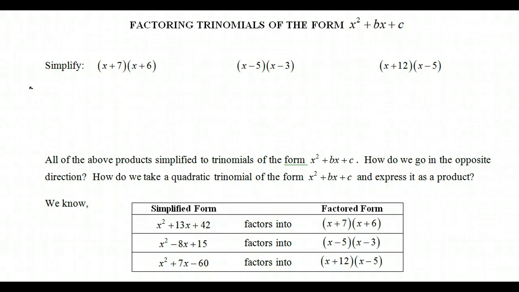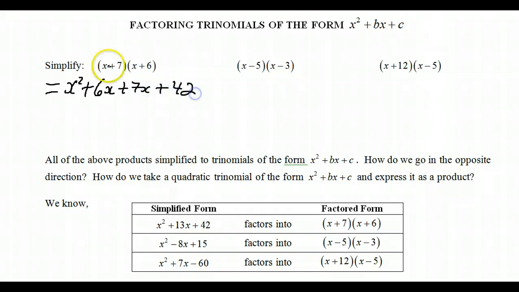Okay, factoring trinomials of the form x squared plus bx plus c. Before we start that, let's just go back and look at simplifying these, multiplying these binomials. So using FOIL, we get x times x is x squared plus 6x plus 7x plus 42, collecting terms, x squared plus 13x plus 42.